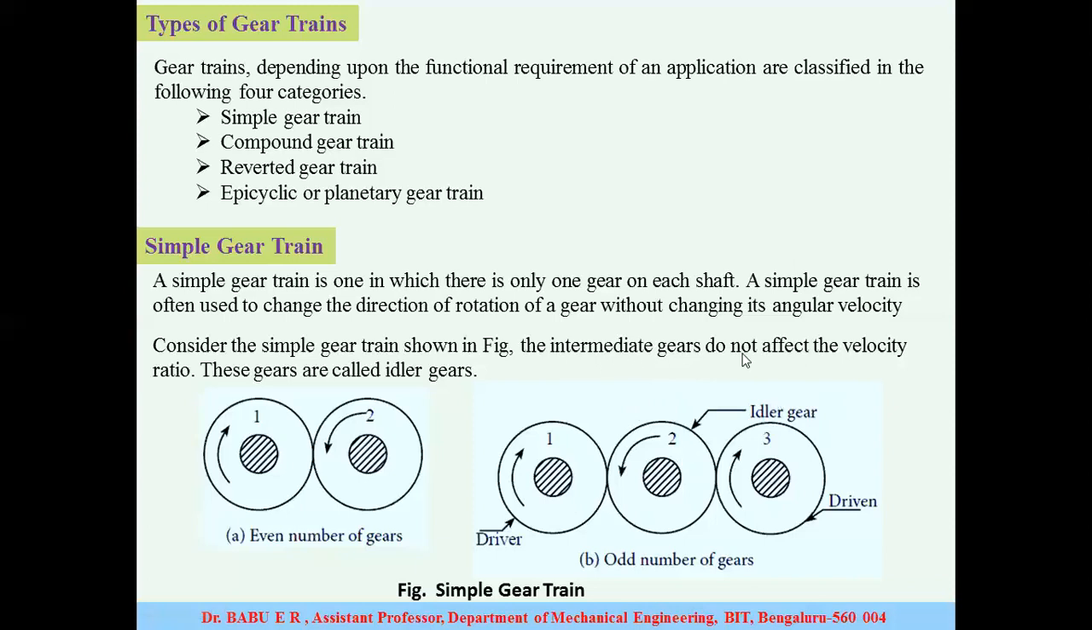So the intermediate gears are those which do not affect the velocity ratio. These gears we call idler gears. So this is an even number of gears. And this one is an odd number of gears. So we have two types of combinations: you can have an even number of gears or an odd number of gears. When you have two gears, no intermediate gear will be there. When you have a combination of three gears, we have one intermediate gear.